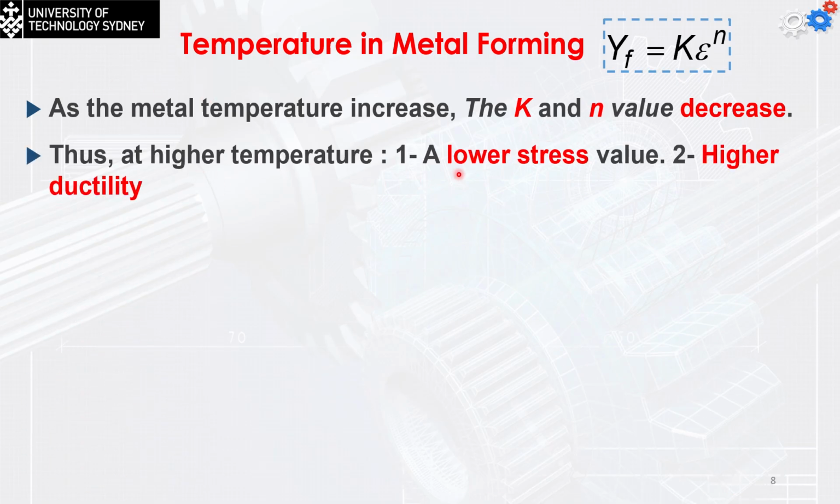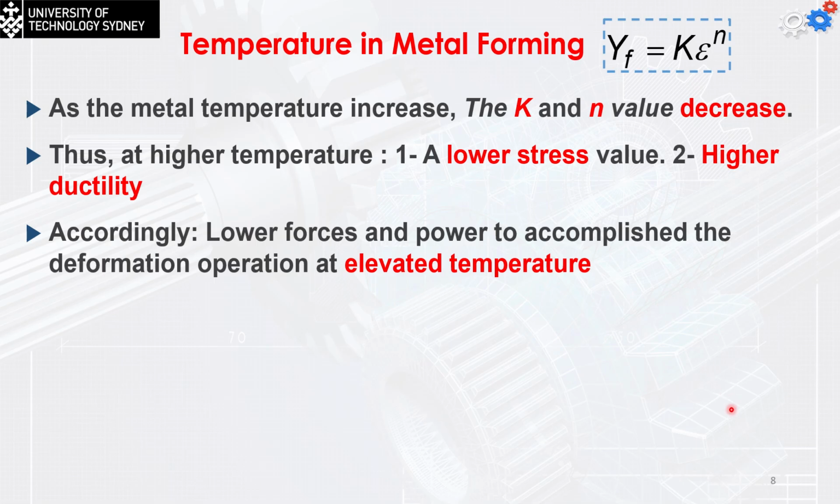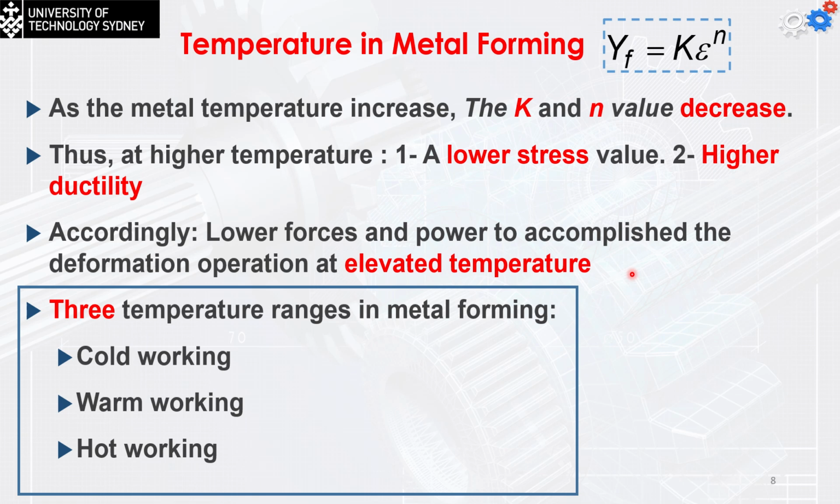So at higher temperature, first we have lower stress. Second, higher ductility for the material. Accordingly, lower forces and power to accomplish the deformation operation are achieved at elevated temperature. We have 3 temperature ranges in metal forming. We have cold working, we have warm working, and we have hot working.